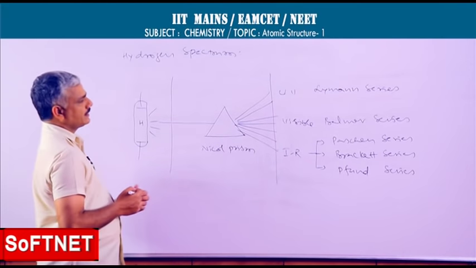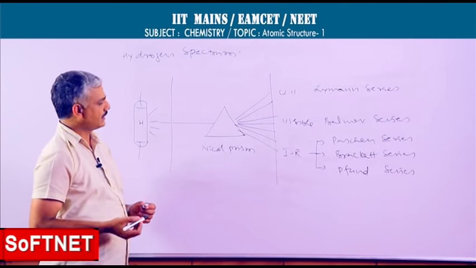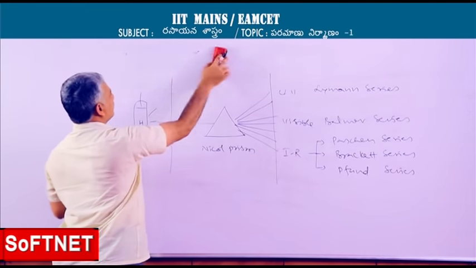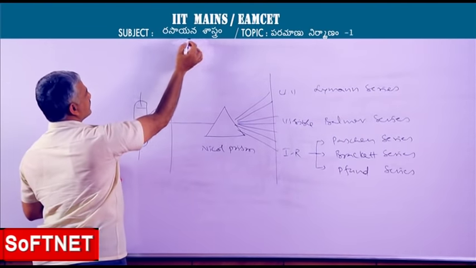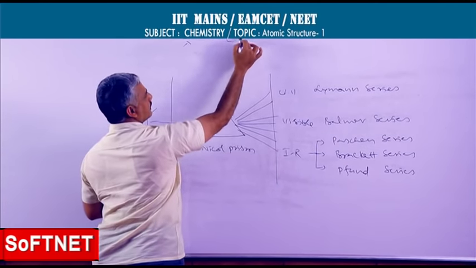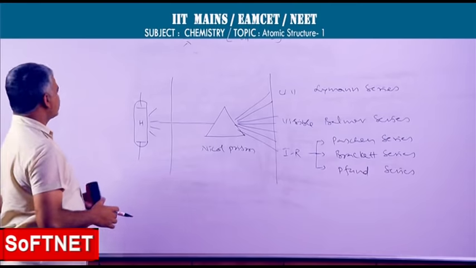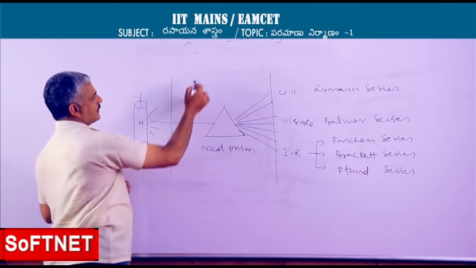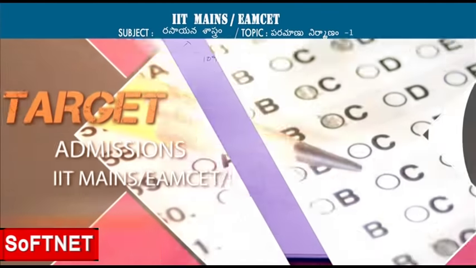In order to calculate the wavelengths of various spectral lines observed in the series, Rydberg gave an equation called Rydberg's equation. Nu bar is equal to 1 by lambda, that is equal to RH into 1 by N1 square minus 1 by N2 square. RH is called Rydberg's constant, which is applicable for only hydrogen. Its value is taken as 109678 centimeter inverse.